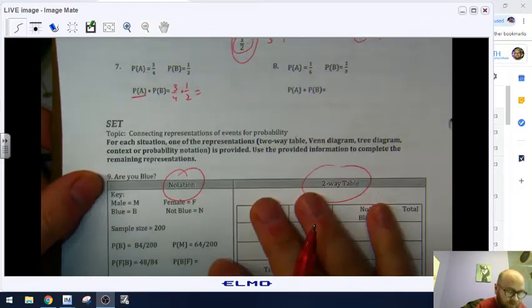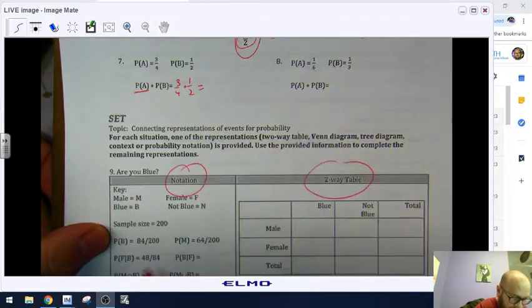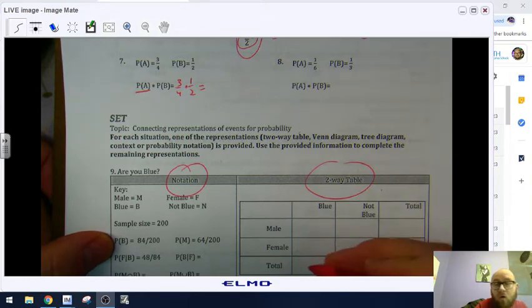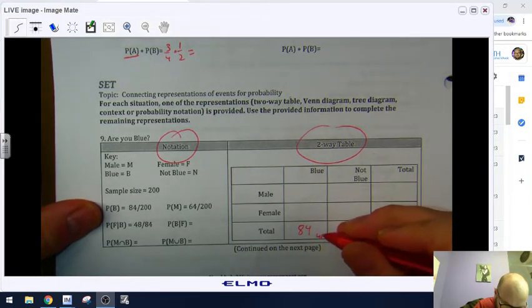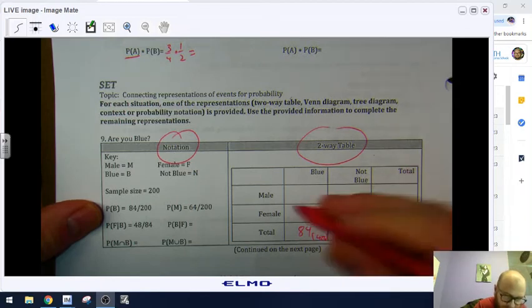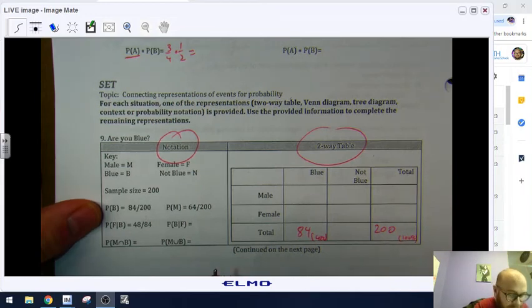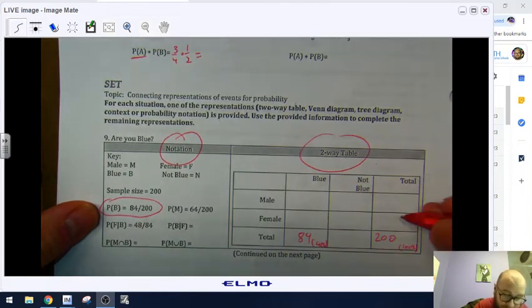We have a population size of 200, and we're given some of these probabilities. All right, so we have the probability of blue is 84 out of 200. Okay, so if blue is 84, or I could write it in percentages, this would be 84 or 42%, because it's out of 200. We know the total is 200, which would be 100%. Just going to write that small there. So just from this one data point, we can also figure out not blue. Not blue would be, what would that be? 160.